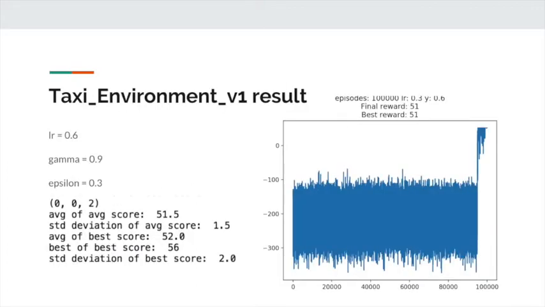So when the learning rate equals 0.6, discount factor equals 0.9, and epsilon equals 0.3, the agent seems to have a pretty stable learning performance. A typical training process looks like the graph shown on the right.